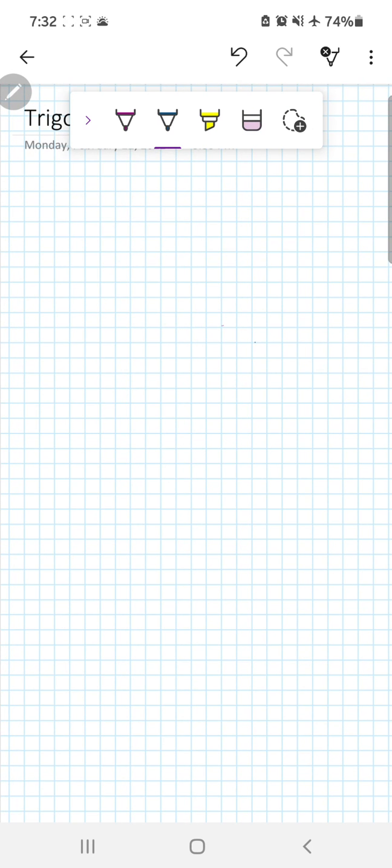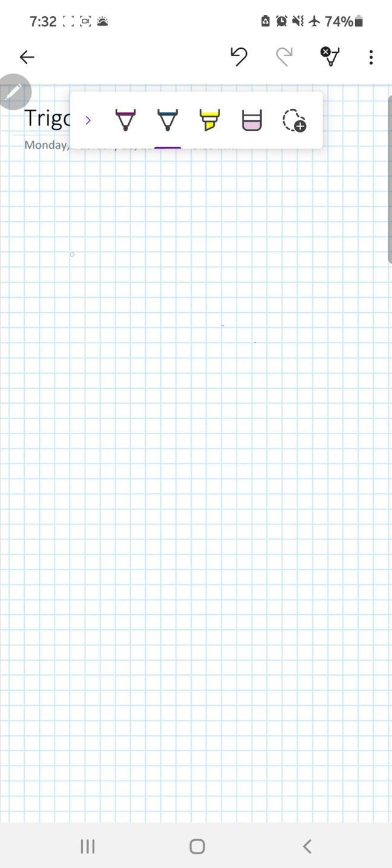Hello everyone. Today inshallah we will talk about the first lesson in trigonometry, which is trigonometric identities. First, we want to remember the trigonometric functions and their reciprocals.